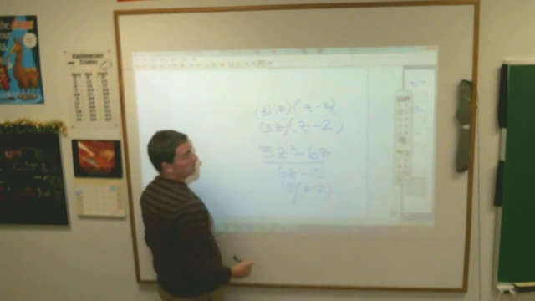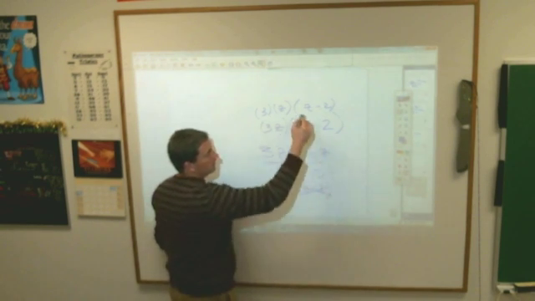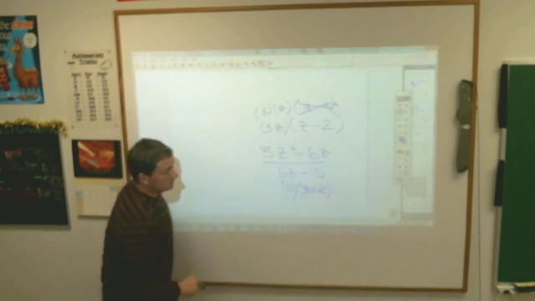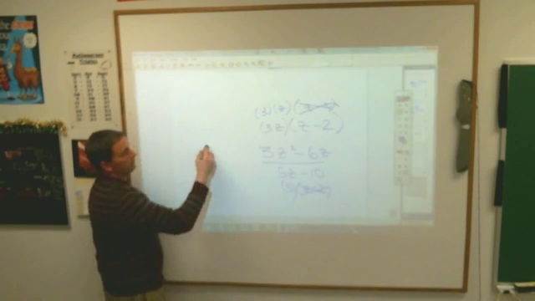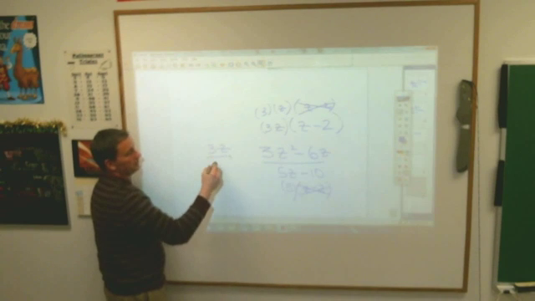And whoa, yes, that is right. Z minus 2 will cross off with the whole term z minus 2. What are you left with? 3z over 15, the 5 and the 3 don't cross off.